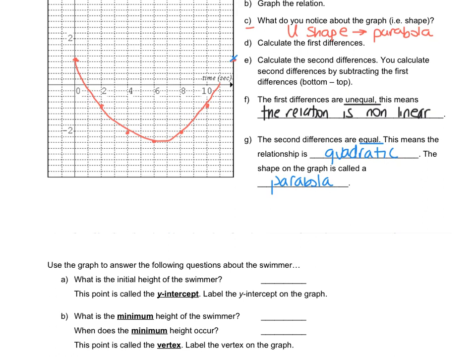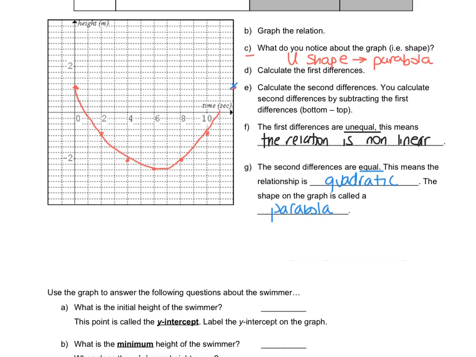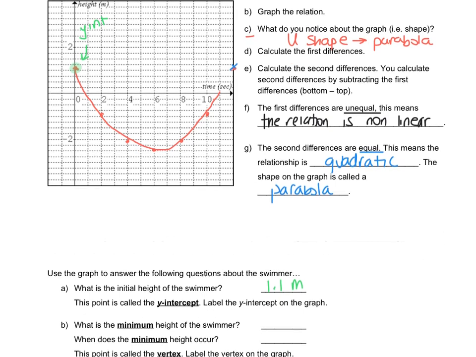So, first question, what is the initial height of the swimmer? So if I go to my graph here, my initial height is where the diver started, and they started at a height of 1.1. And we know that from the table of values as well. So 1.1 meters. And this point is called your y-intercept. And this is a point that we already know. We already know what a y-intercept is. We've seen it in linear relations as well. Let's go to the next part.